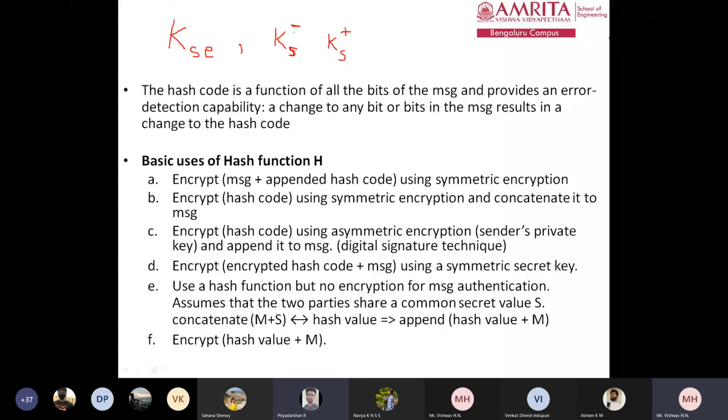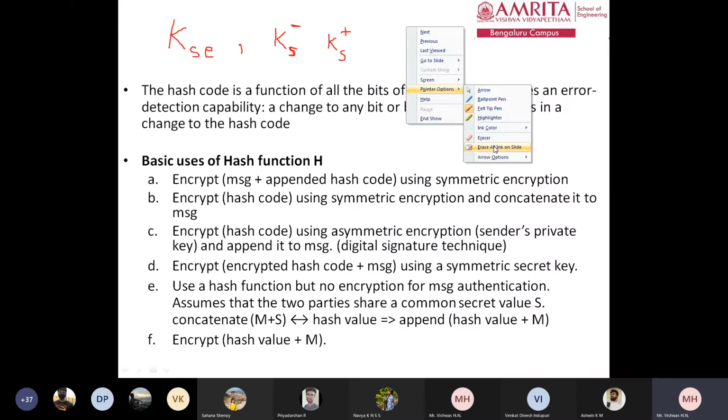Sir, can you repeat the plus minus? Minus is private key and plus is public key. This is the network jargon of representing sender's public and private key. Key S minus means sender's private key. Key S plus means sender's public key. Key R plus and key R minus mean receiver's public key and receiver's private key. Yes, sir. Thank you. So I hope this is clear to you.